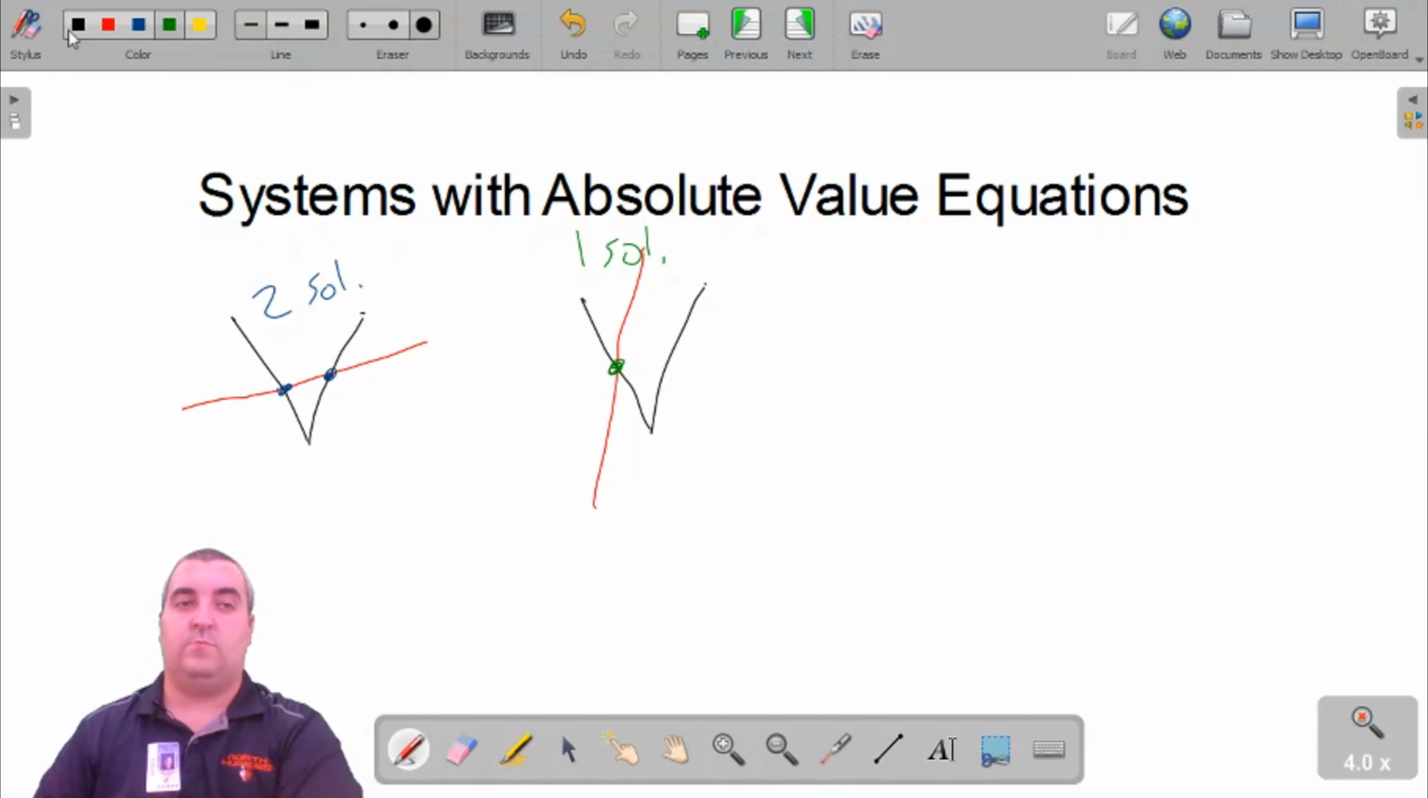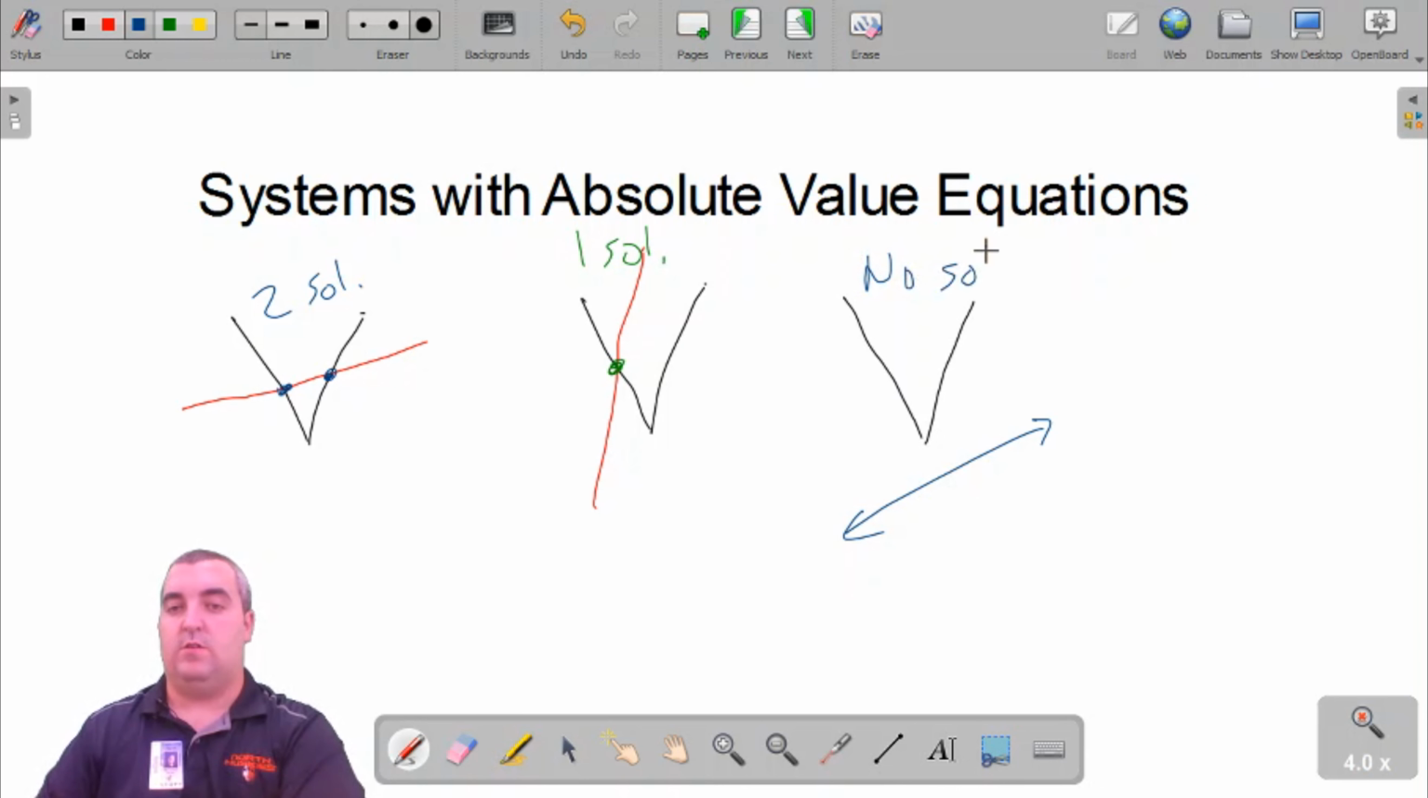The last one that we really see in this class is no solution, which would be where your line just completely misses it, so you get no solution.